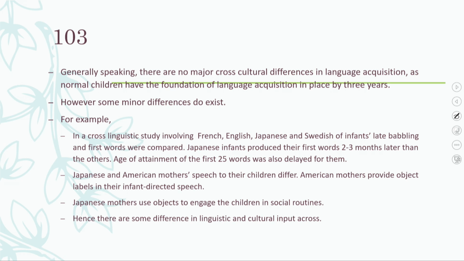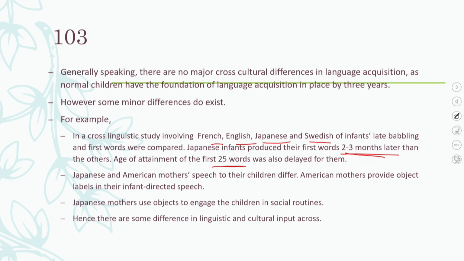In a cross linguistic study involving French, English, Japanese and Swedish infants, late babbling and first words were compared. Japanese infants produced their first words 2-3 months later than the others. Age of attainment of the first 25 words also was delayed for them. Other than Japanese, French, English and Swedish children learnt their words faster, and their vocabulary was also better than the Japanese in the age controlled group. So, Japanese children in general were delayed.